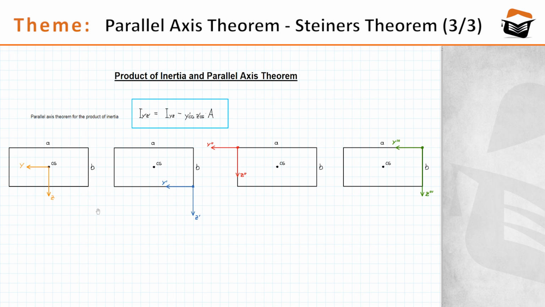We have 4 examples with an identical area, but 4 different coordinate systems. We're going to start with a centroidal coordinate system, and then we will compute the product of inertia using the parallel axis theorem on 3 different coordinate systems.